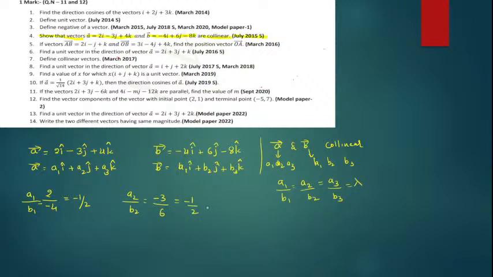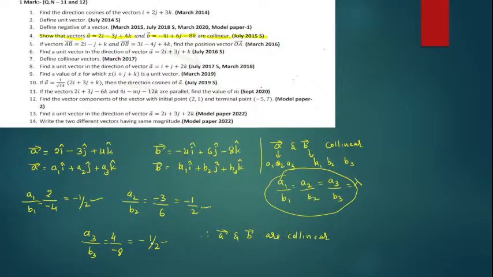3 ones are 3, 3 twos are 6, you will get cancel here. Next component is A3 by B3, that is equal to, A3 is here 4 and B3 is minus 8. So we will get minus 1 by 2. So by comparing all these ratios, we satisfy this condition, that is A1 by B1 equal to A2 by B2 equal to A3 by B3. Hence the given vectors A and B are collinear. Simple case.